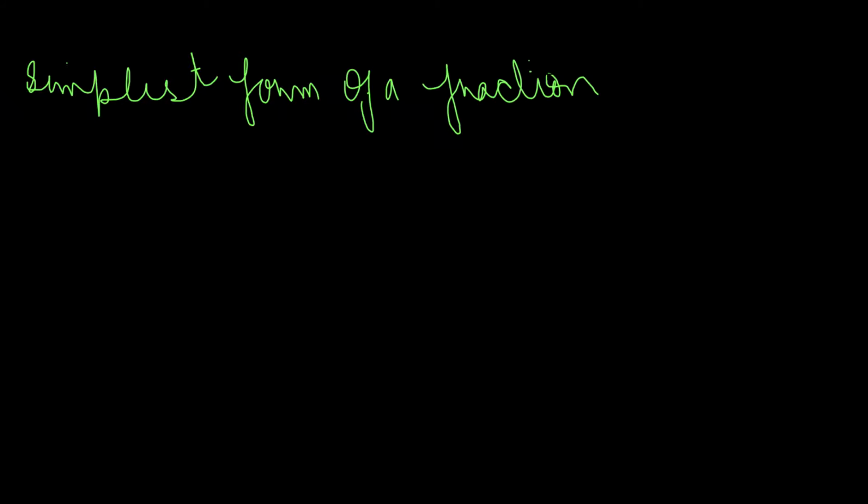So, simplest form of a fraction, children, how will we do this? This definition says that a fraction is said to be in its simplest form when there is no common factor of the denominator and the numerator except 1. So what does this mean, children? Suppose you have a fraction like 5 upon 10. As you can see, 10 is a multiple of 5. You can simplify it into 1 upon 2.